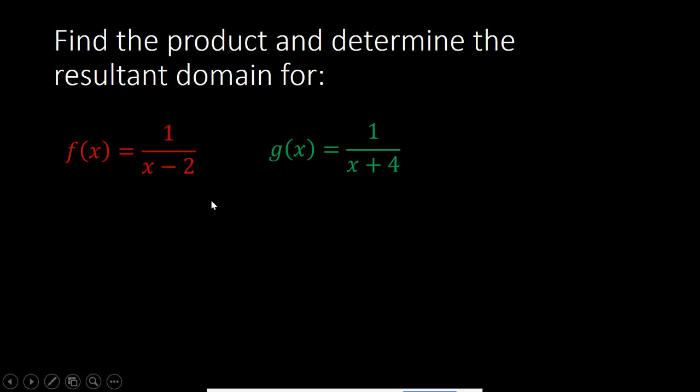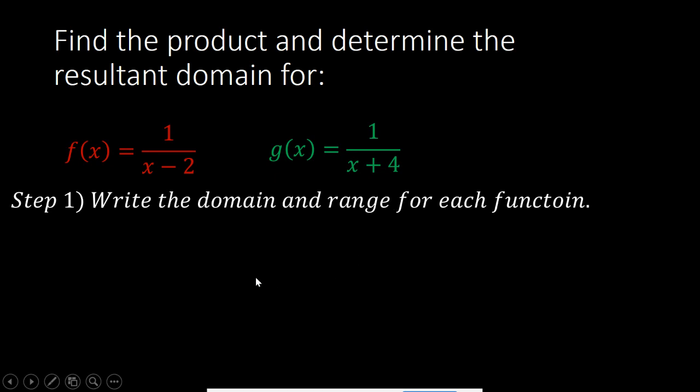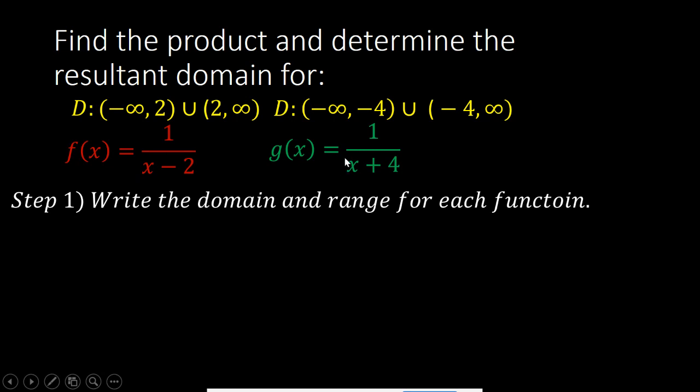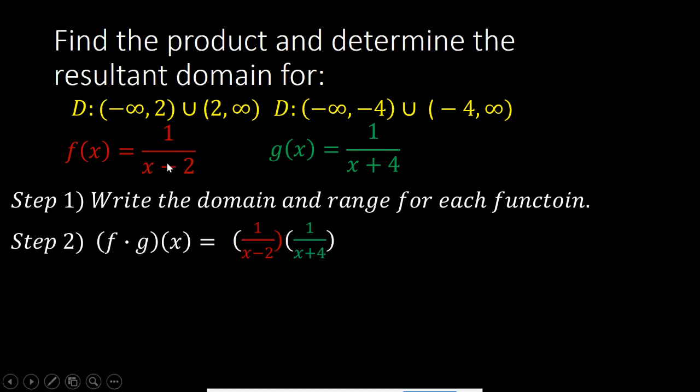All right, well, let's talk about a reciprocal translation times a reciprocal translation. And let's set up the domains. X could never be 2, so let's write that. And X could never be -4, so let's write that. And let's set up the multiplication. F times G of X is going to be F times G. And this is an easy one, right? Because we can multiply straight across the top and get a 1. And we can multiply straight across the bottom here and get the quantity of X minus 2 times X plus 4, which is X squared plus 2X minus 8.